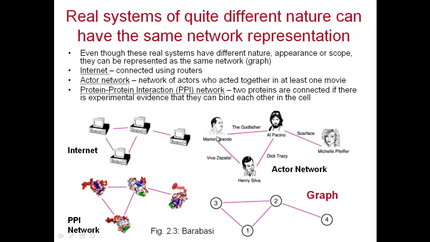So let us say you have the actor network. These are the 4 actors, and there's a link between 2 actors if they have acted in at least one common movie, and we could model each actor as a node and capture those links as edges. Similarly, this is a protein-protein interaction network. Each is a protein complex, and there's a link between 2 protein complexes if there's some interaction between them. So those links can also be captured as edges, and those 4 protein complexes are the nodes.